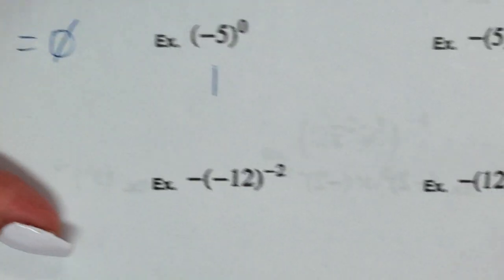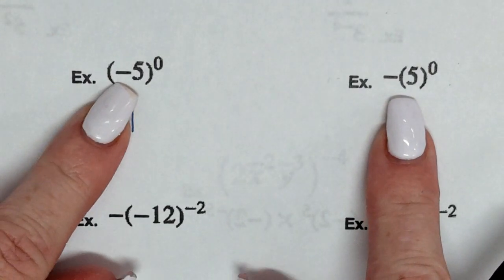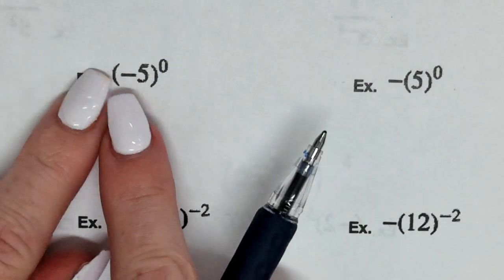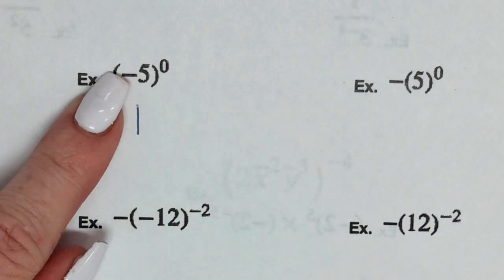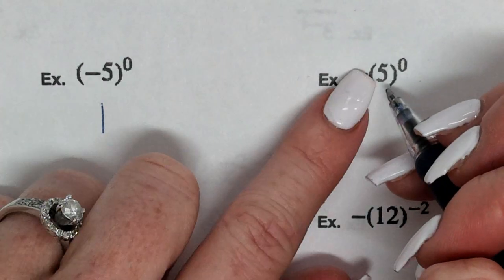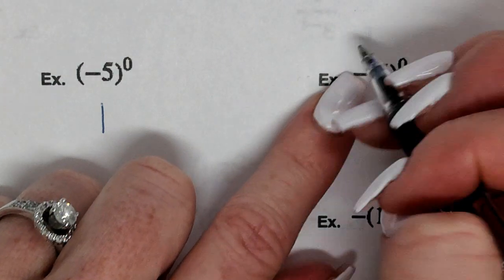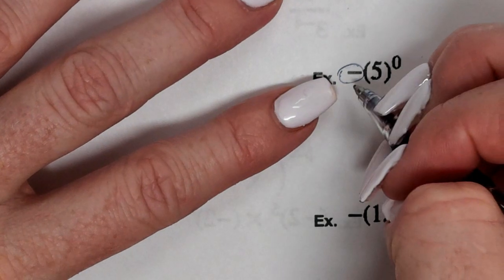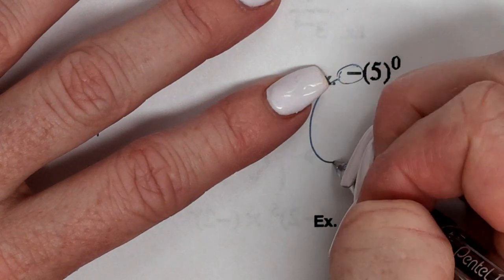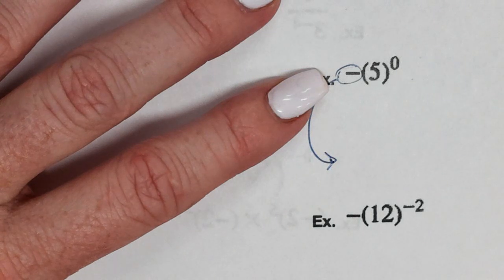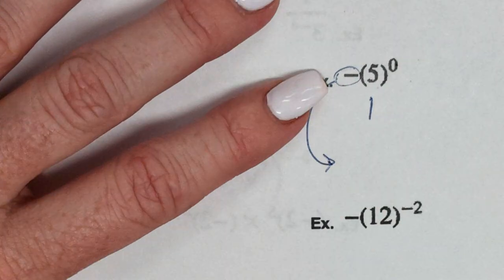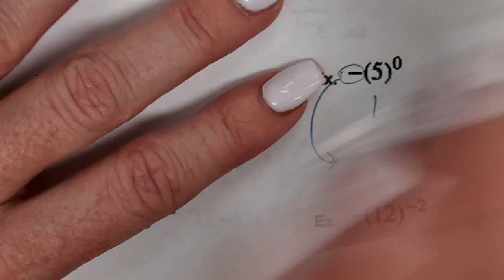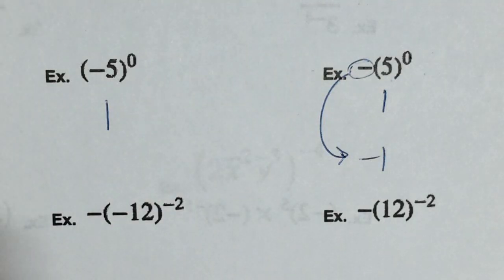Now here's the difference. Everybody look at these two problems. They look a lot alike. But are they alike? No. This one, negative 5 is being raised to the power of 0. And this one, 5 is being raised to the power of 0, and the negative is being put on the answer. Do you see the difference? So anytime it's outside of the parentheses, just cover it up and put it in your final answer. So 5 to the 0 power is 1, but then we include this negative in our answer. Are we okay? Only if the negative is on the outside of the parentheses.